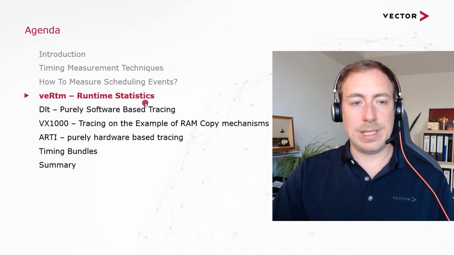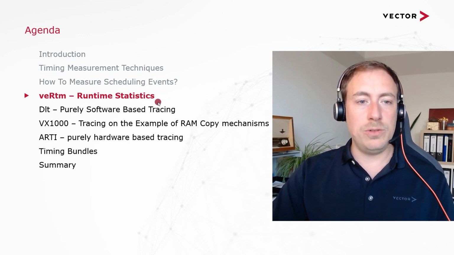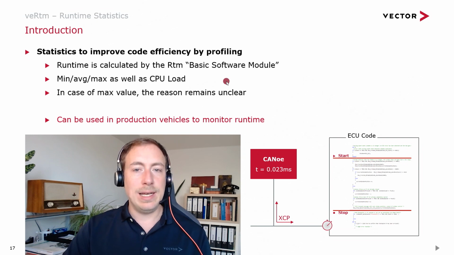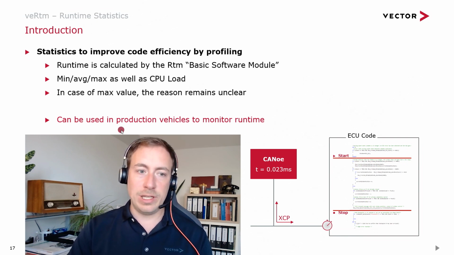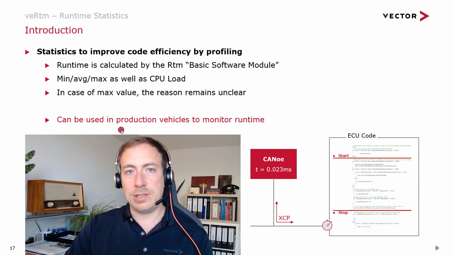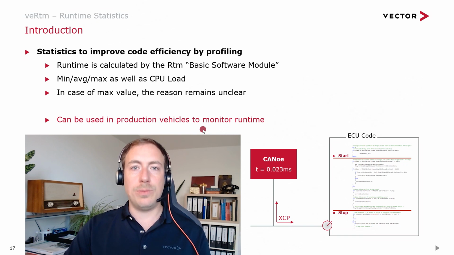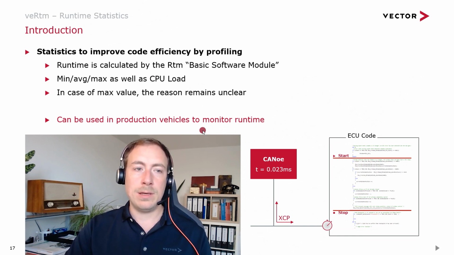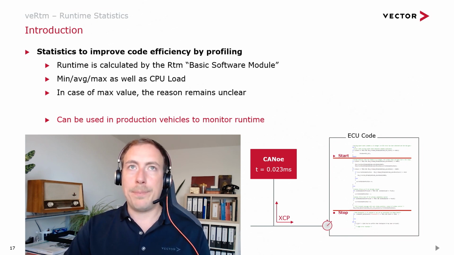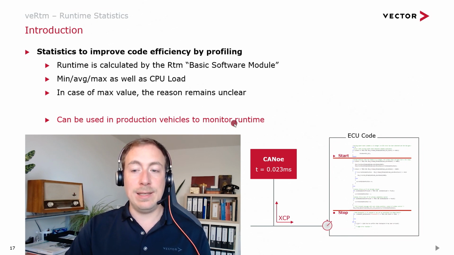Let's have a look at the runtime statistics. The RTM module, which creates runtime statistics, basically is a basic software module here in our MICROSAR stack, and it calculates, as we saw, min, average, max values. And in our understanding, this suits for monitoring, and therefore it's also shaped in order to work during production. So you can use the latest RTM module in production vehicles to monitor your runtime behavior. Monitoring is a little bit different than doing actual problem finding, I would say, but this is the nicety of this module in order to use it in production.